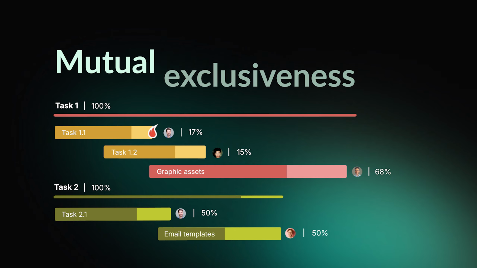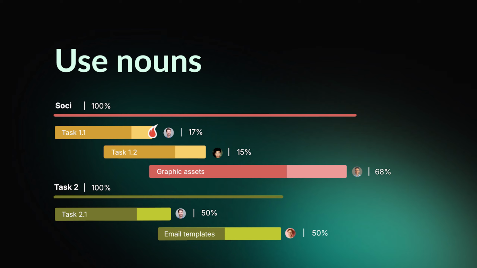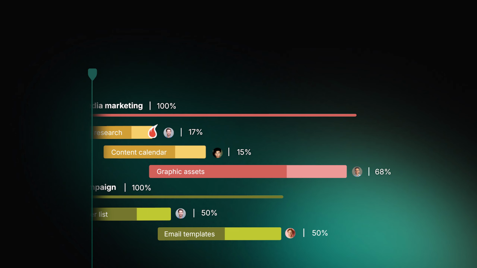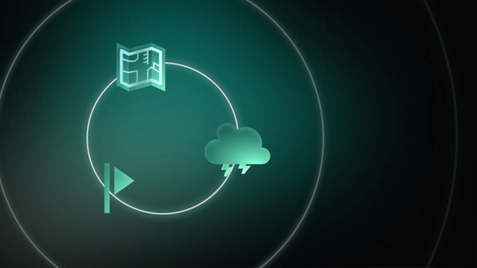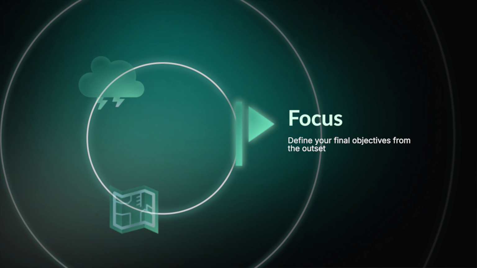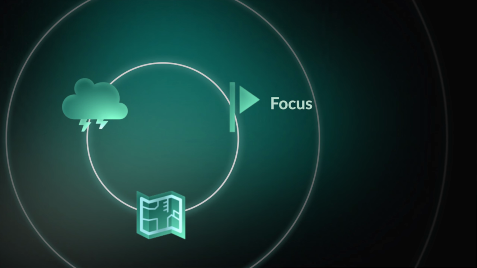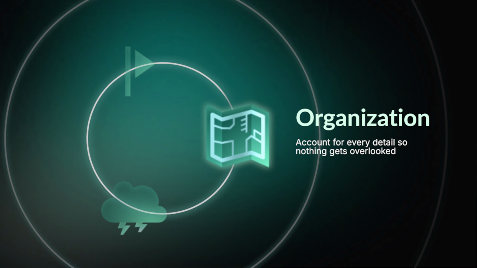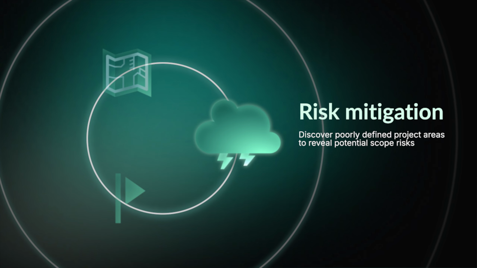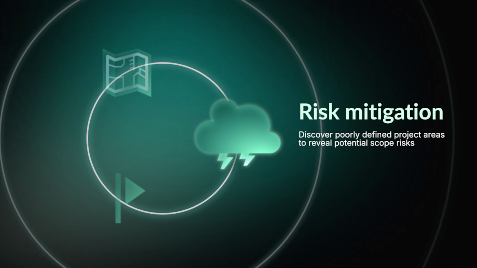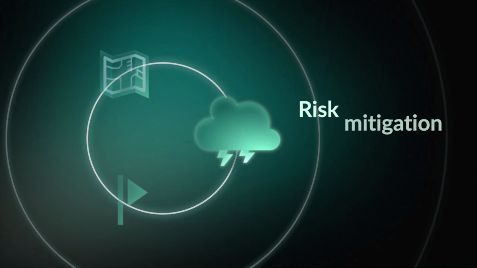And lastly, use nouns. Since each task has a certain goal, you're dealing more with the what question than the how. Using nouns instead of verbs will boost clarity. As you see, a WBS delivers 3 key benefits. It keeps teams focused on end goals by clearly defining scope, organizes every detail so nothing gets overlooked, and identifies risks early by revealing unclear or undefined project branches that need attention.